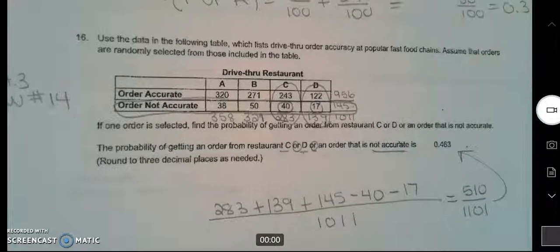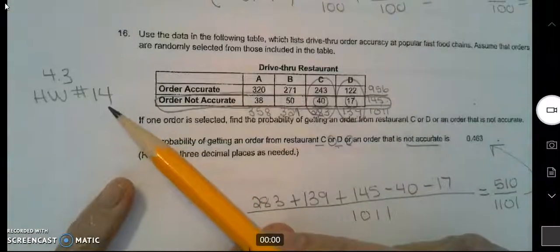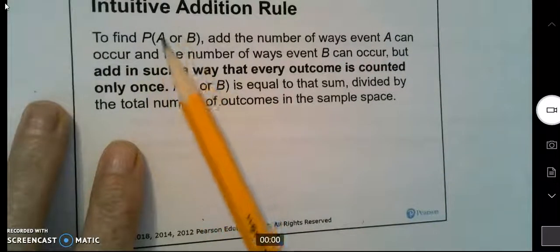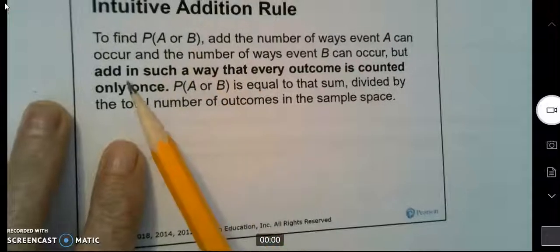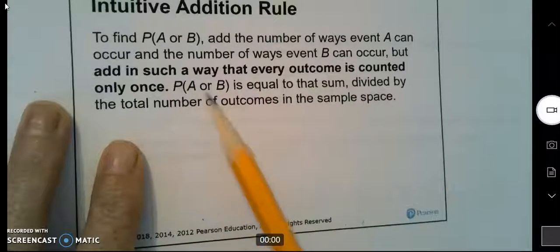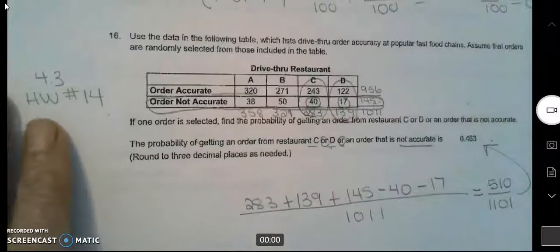Okay, here's an example from the homework. It is pretty similar to number 14 in chapter 4 homework, and it has to do with the addition rule. So that's when it has the word "or" in there. Make sure you add them together and don't count anything more than once. In this example, we aren't just looking at A or B, we look at a third thing. So that's why it's a little bit harder here.